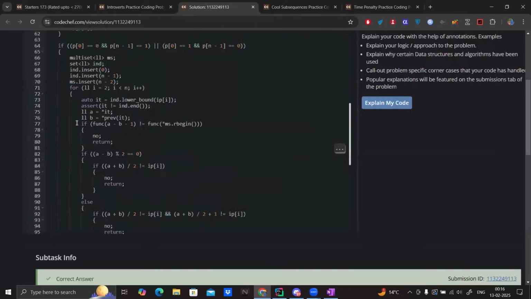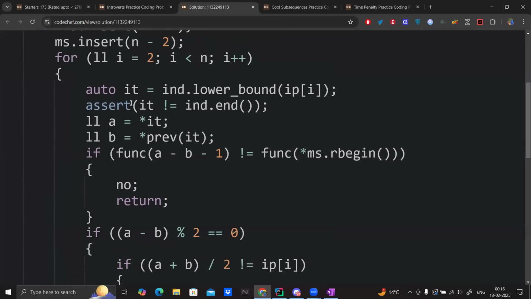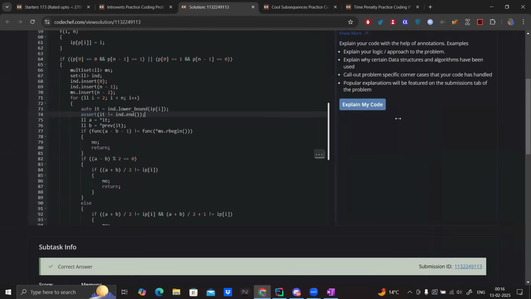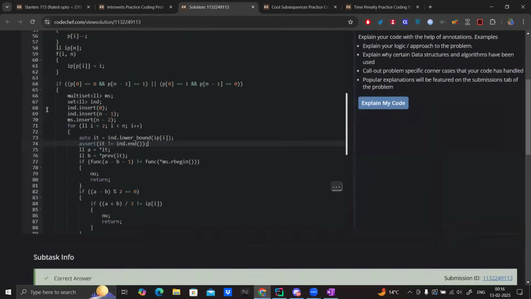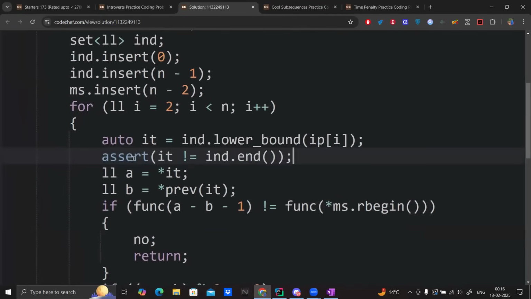Assert basically does that, whatever I write in this assert, if it is false, then it will throw a runtime error. Like if it is equal to index.end in this case, if that happens, then it will throw a runtime error. So actually I added this so that if I submit this code and I get a runtime error, then I would know that maybe this assertion has failed. Like maybe it has somehow become index.end.